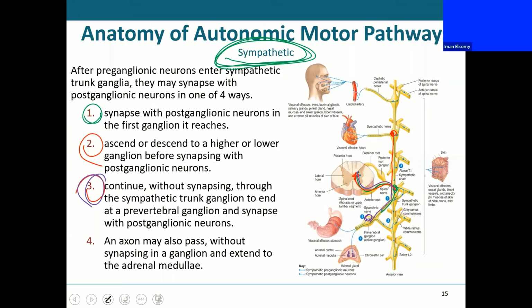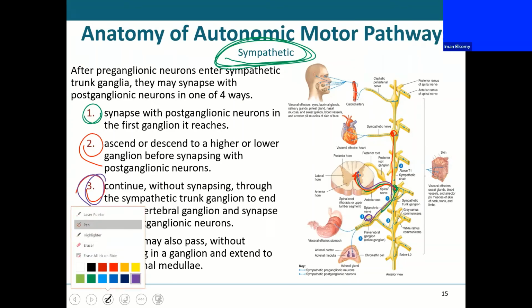Option number three: my preganglionic neuron goes to the closest sympathetic ganglia, which is the sympathetic trunk, travels up or down, leaves the sympathetic trunk, goes to a prevertebral ganglia, one of those ganglia outside of this chain or bead of pearls, and then synapses there with a postsynaptic neuron. Cool? Option number four.